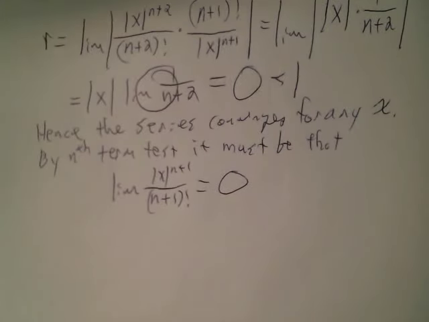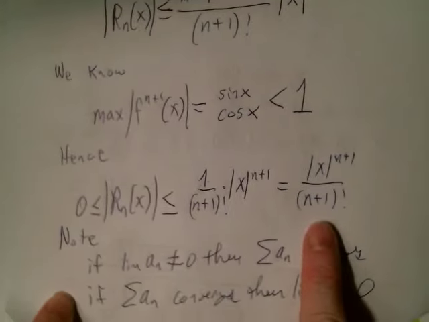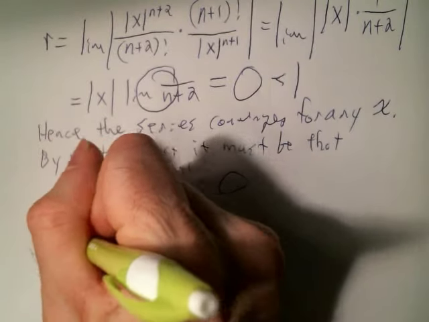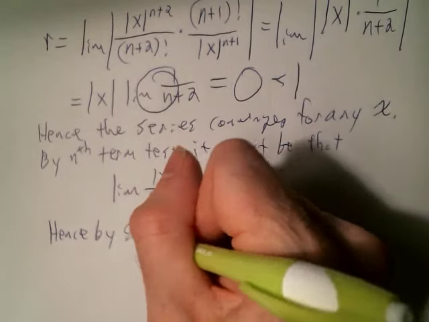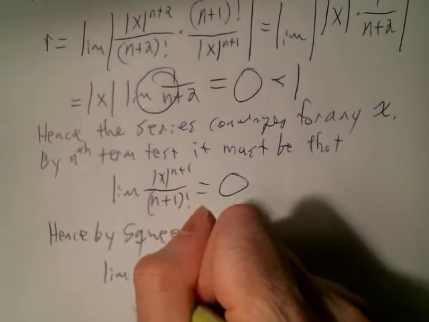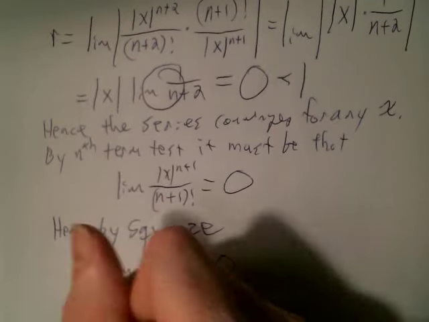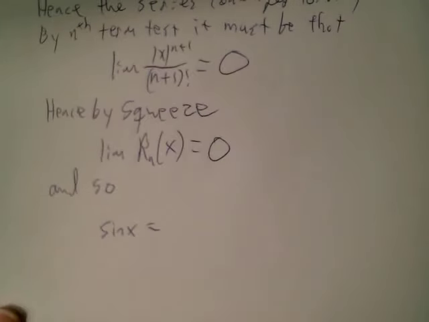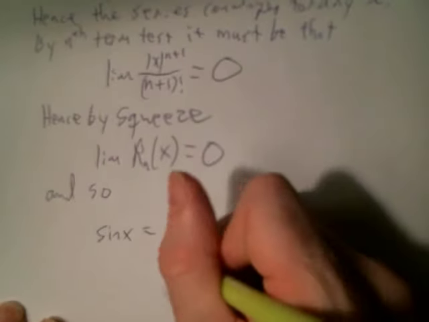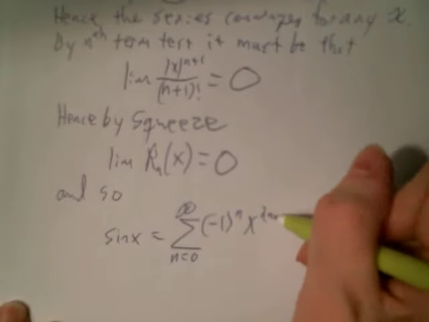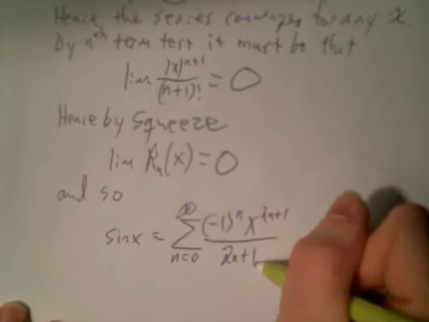And then by the squeeze theorem, we kind of have what we were after. We found that the limit of this is 0. Obviously, the limit of 0 is 0. Hence, by the squeeze theorem, the limit of r sub n of x is equal to 0. And so we can conclude that sine of x is equal to its Maclaurin series for all x.